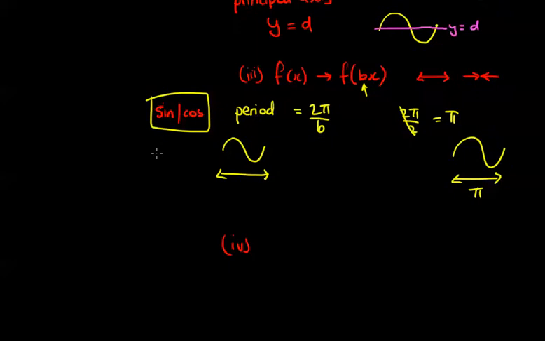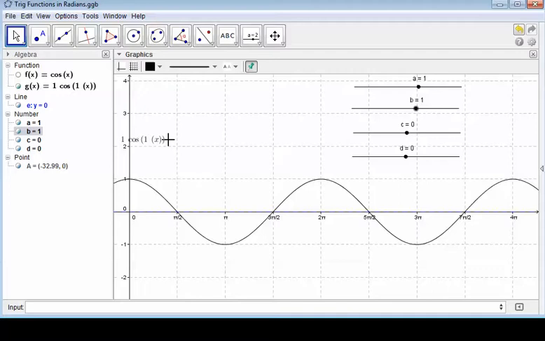Oh, sorry, hang on, backtracking just a little bit. This is quite important, actually. For sine and cos, this is the formula to remember for the length of the period, but it's different for tan. Tan doesn't repeat itself every 2 pi. Let me change it to this. Tan has a different period.